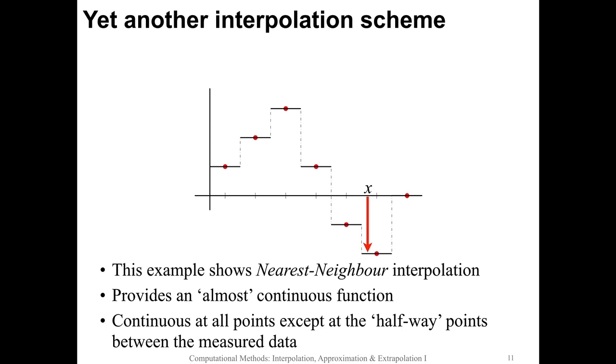And here's yet another interpolation scheme, again for the same data. This is an example that shows nearest neighbour interpolation. It gives us almost a continuous function. It's continuous and horizontal for most of the time, but when it reaches a halfway point between two measurements at two adjacent knot points, it has a discontinuous jump, which is shown here by the dashed lines. And we can see that our x value, in this case, will be assigned the same value that its nearest knot point measurement would have got, which is shown somewhere around here at the bottom.